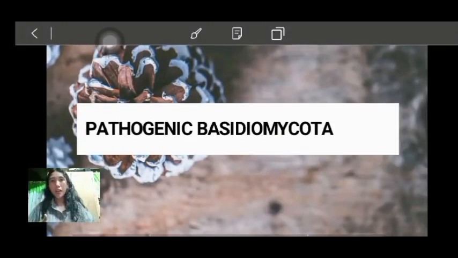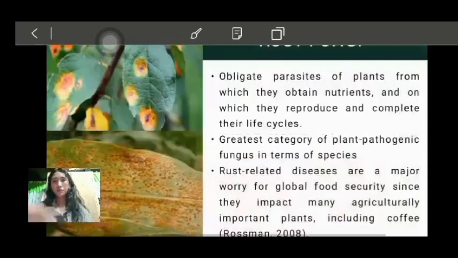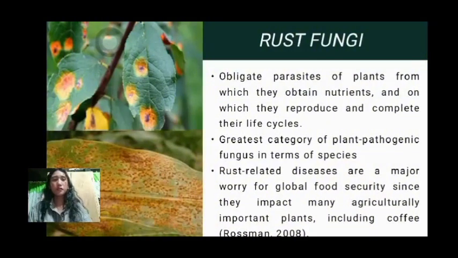Now, let us talk about pathogenic Basidiomycota, or fungi that cause plant diseases. An example is rust fungi. This is an obligate parasite that needs a host to survive and complete its life cycle. Among the plant pathogenic fungi out there, in terms of species, rust fungi is a great category. Rust-related diseases are a major worry for our global food security, since they impact many agriculturally important plants, including coffee, corn, as well as some of our fruit trees.